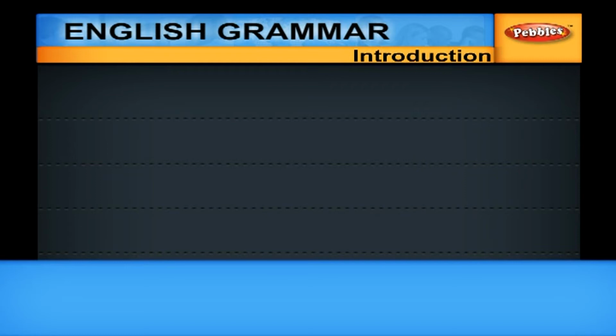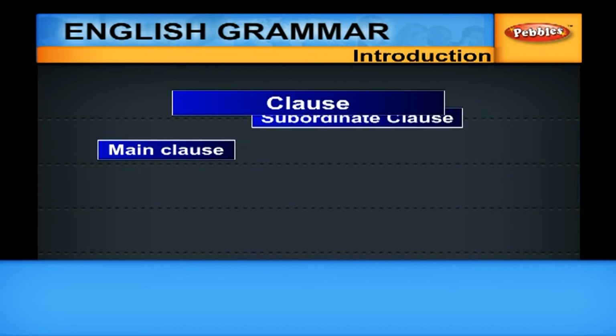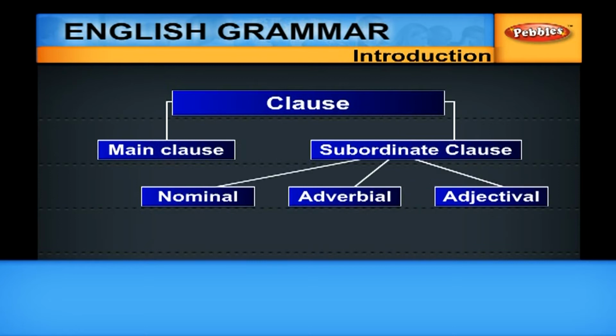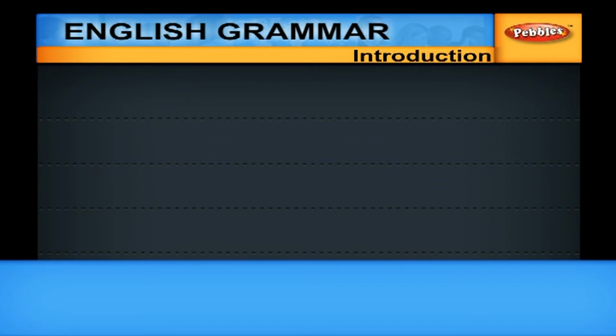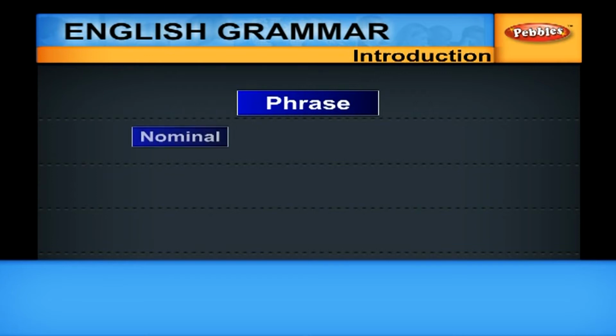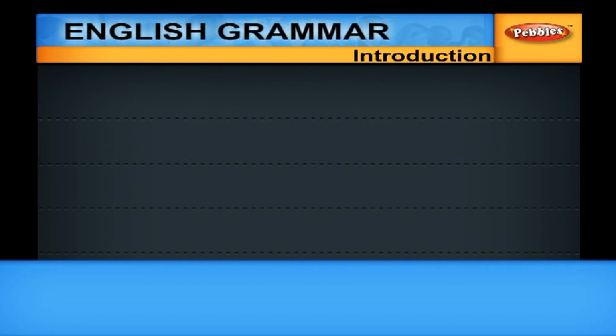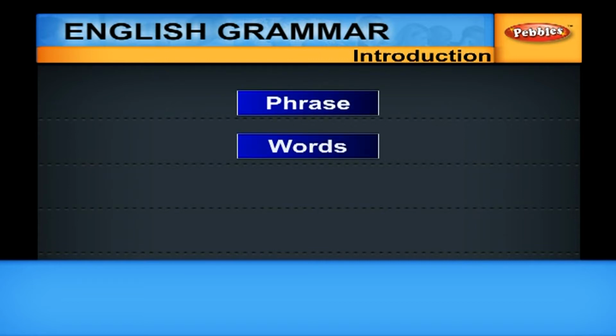A sentence is made up of clauses. A clause can be a main clause or a subordinate clause. A subordinate clause can be nominal, adverbial, or adjectival. The clause is made up of phrases. A phrase can be a nominal phrase, a verbal phrase, or an adverbial phrase. A phrase is in turn made of words. Words are classified into word classes, what we popularly call parts of speech.